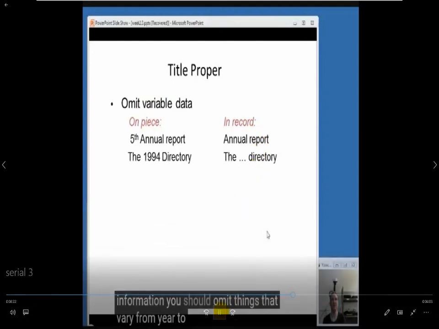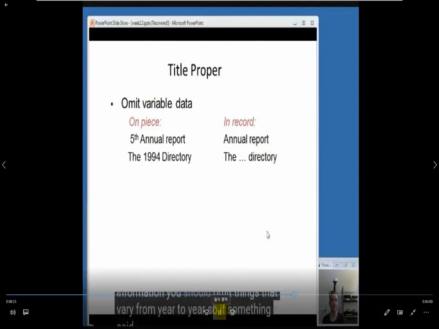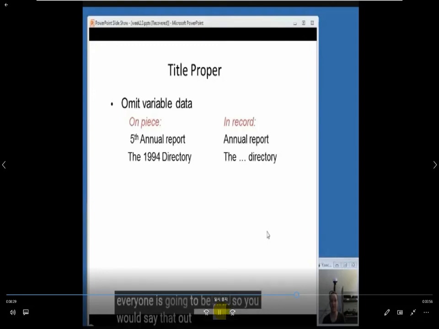From year to year, so if something said it was the 5th annual report, not everyone is going to be 5th, so you would leave that out and just put annual report. If it said the 1994 directory, you would omit that and put in the ellipsis, the 3 dots, to indicate that it's going to be the directory, but it's going to be a different year every time.